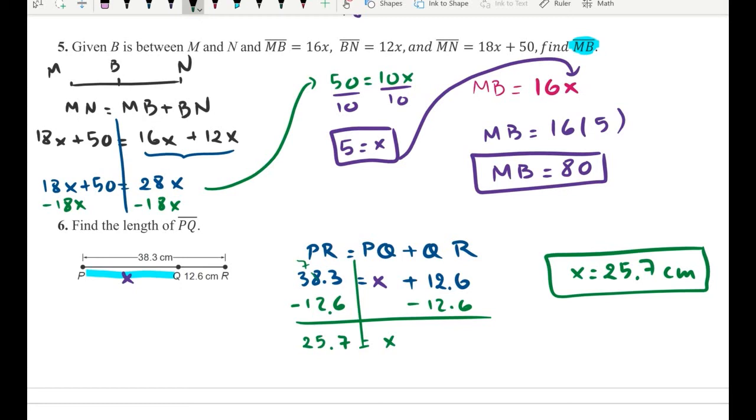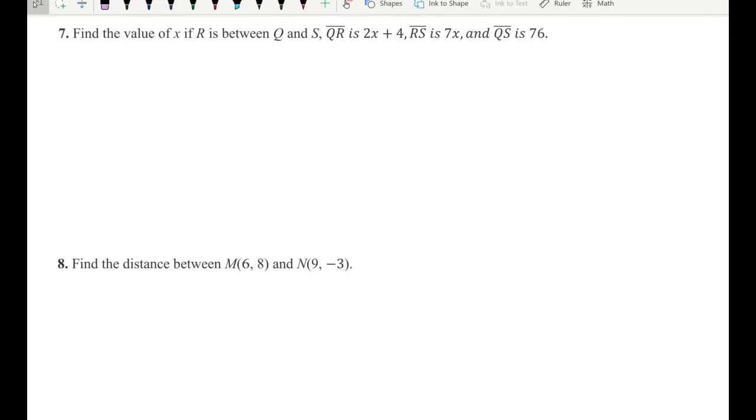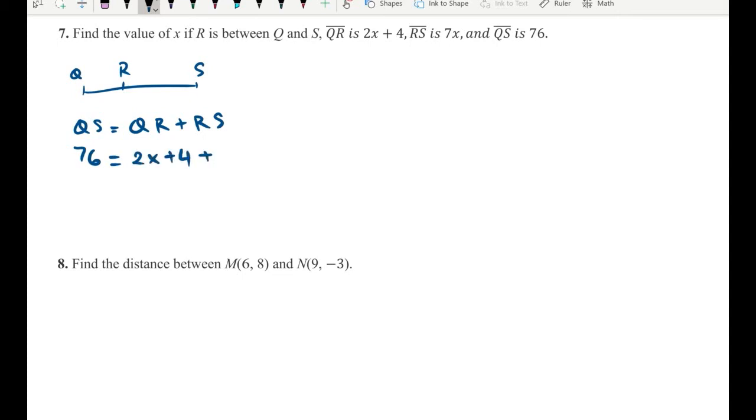Sorry, I'm checking the answer really quick to make sure that I do everything correctly. That is good. Now we go down to number 7. So it's just like what we solved earlier, number 5. R is between Q and S, so Q and S on both sides, and R in the middle. So by the betweenness of point, QS equals QR plus RS. QS is given, QS is 76. QR is 2x plus 4. And RS is 7x.